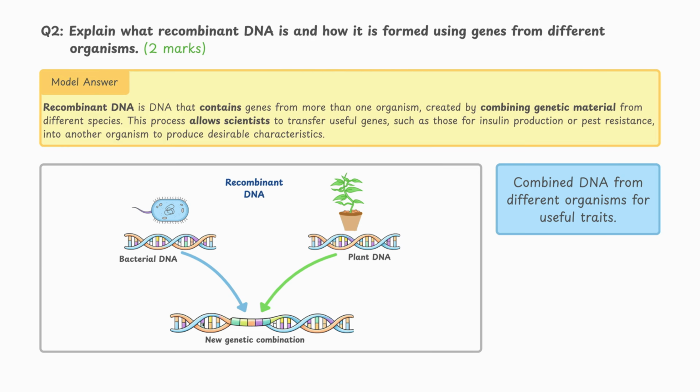Final answer. Recombinant DNA is DNA that contains genes from more than one organism, created by combining genetic material from different species. This process allows scientists to transfer useful genes, such as those for insulin production or pest resistance, into another organism to produce desirable characteristics.